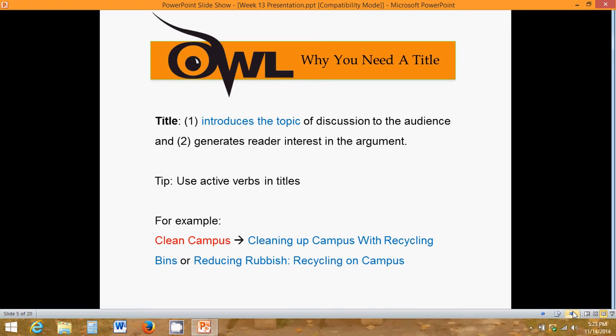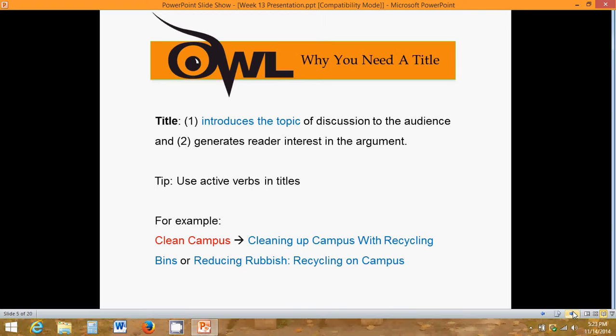And so one tip would be to use action verbs in titles. So for example, if your topic is clean campus, you could write cleaning up campus with recycling bins, or reducing rubbish, recycling on campus.